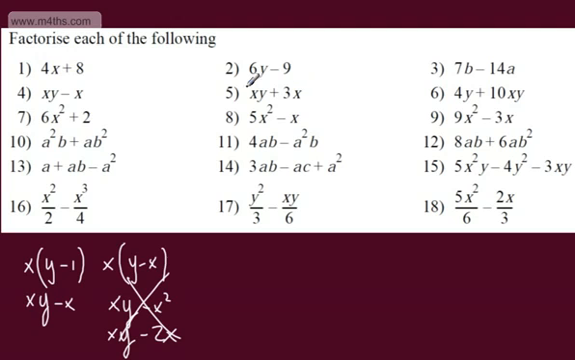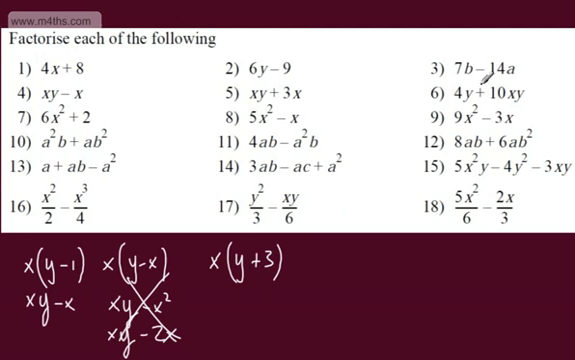xy plus 3x. We can see that x is common to both of these. That's coming on the outside. What do I need to multiply x by to get xy? The answer is just y. What do I need to multiply x by to get positive 3x? The answer is positive 3. And again, this sign is important. If you're unsure, just check by multiplying out.